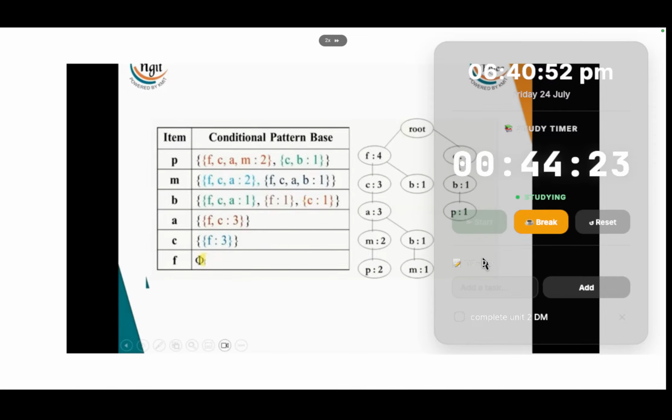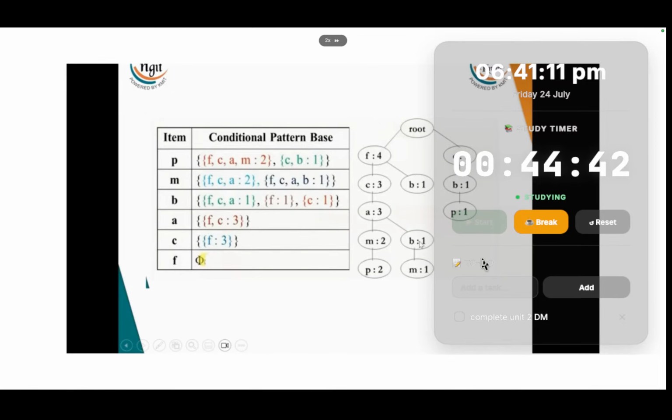And what is the frequency count when you take C, B, P? 1, right? So 1 is mentioned here. In a similar way, we'll next move to the next node, which is M. So M is having two paths. FCA. Here there is one path, and we also have FCAB. When you take FCAB, what is the count here for M? It is 1. So for FCAB, the count will be written as 1. And for the FCA path, the count will be written as 2 because M is having that count.